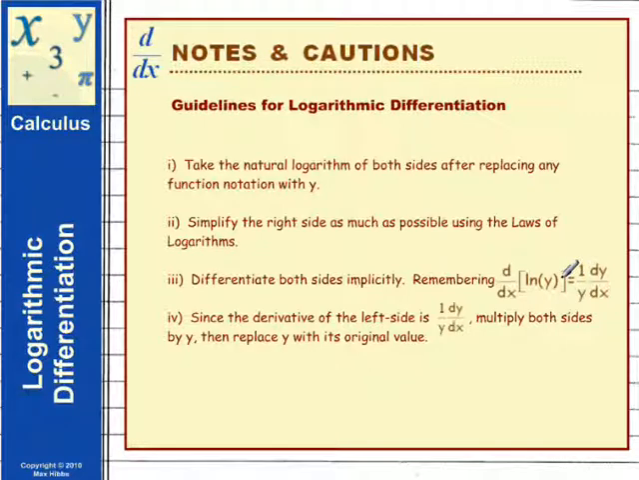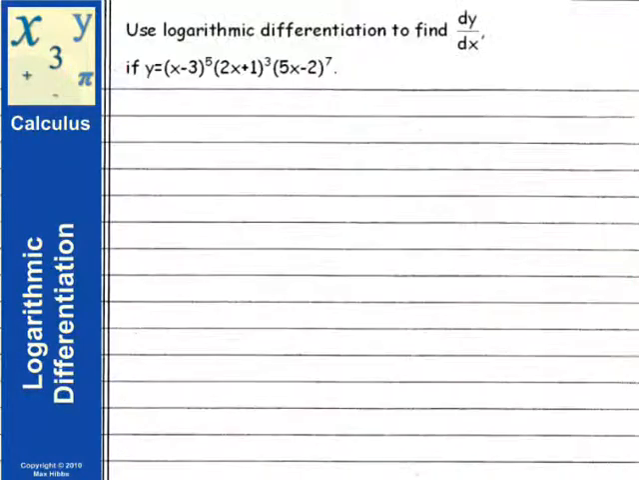Now after we've taken the derivative of both sides and simplified, since the left side is 1 over y dy dx, and what we're looking for is dy dx, we multiply both sides by y, leaving dy dx alone on the left, and then on the right we replace y with its original functional value. And we may do some algebraic simplification beyond that. Let's look at the next example.